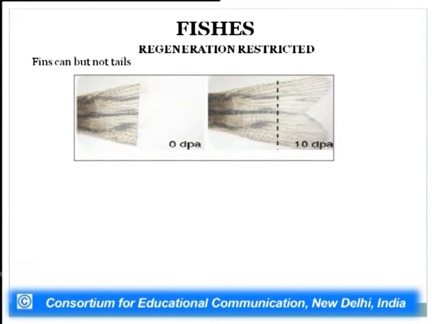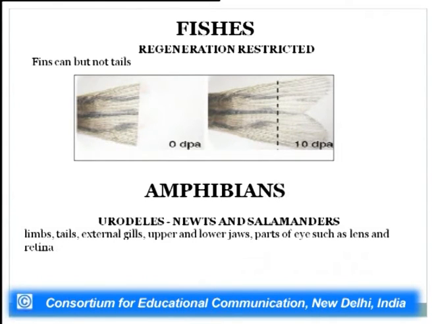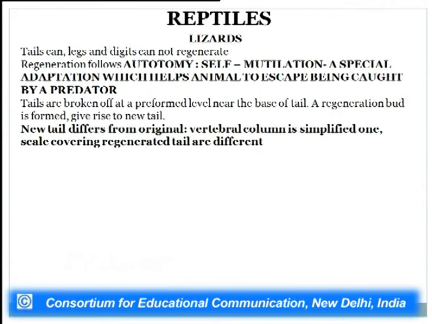So, the fins can develop but the tail fin cannot regenerate in the case of fishes. In amphibians, we have already seen the example of urodels, the newts and the salamanders. The limbs, tails, external gills, upper and lower jaws, and parts of eyes such as lens and retina can all regenerate. In the case of anurans, the frogs and toads, the regeneration ability is restricted to the larvae, and the limbs and tails are the only organs that can regenerate in the larval stages of frogs and toads.